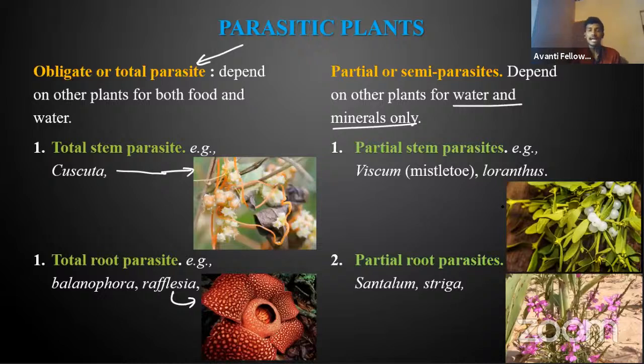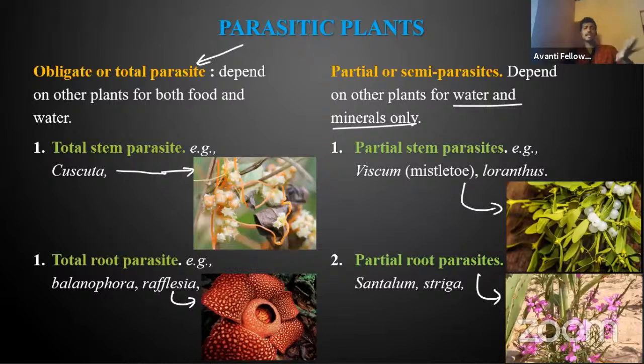Example, Viscum and Loranthus. Okay, as you can see here. And there are some partial root parasites. Those will grow their roots, attaching to the other plant roots, and they will take nutrition from their roots, but they are not dependent on them for food. They are also green and they will also photosynthesize.